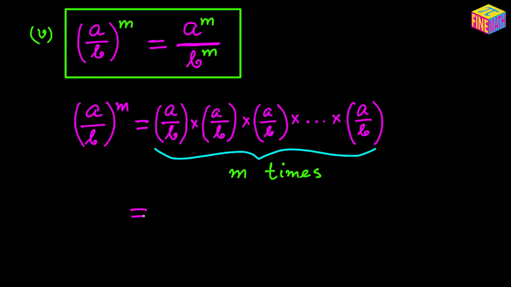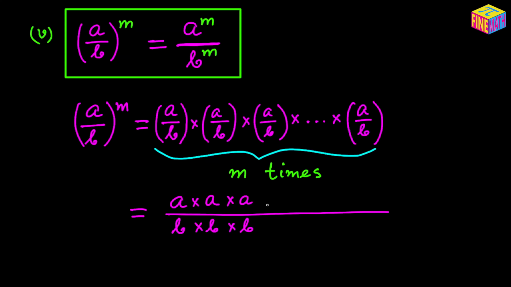And then if we remove the parentheses, this will become a with a b in the denominator, again times a in the numerator and then b in the denominator, and this goes on m times again. So in the numerator we have m number of a's and in the denominator we have m number of b's. So we can easily say that this must be equal to a to the power m divided by b to the power m. So ultimately we see that (a divided by b) whole to the power m is actually a to the power m divided by b to the power m.